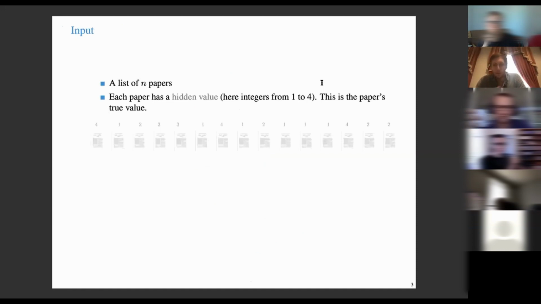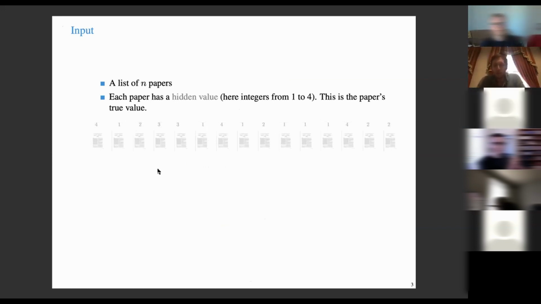Okay, so now let's get into the model. We're always going to have n papers, and each paper has a hidden value, a ground truth value, some intrinsic value, and this just is the paper's true value. And I always try to draw this in gray above the paper, so you can see that the first paper has a value of 4, the second one is 1, the next one 2, etc.